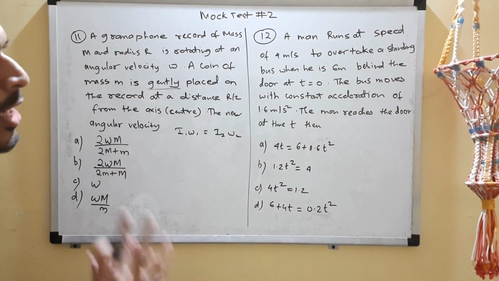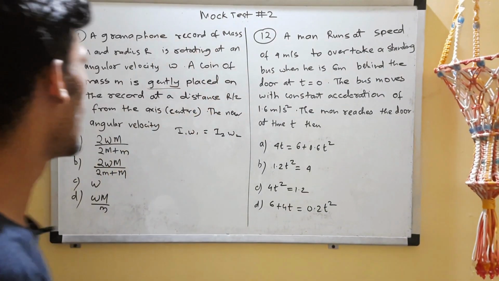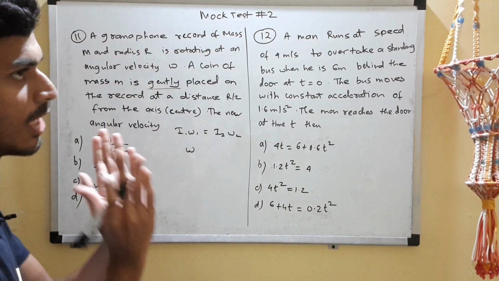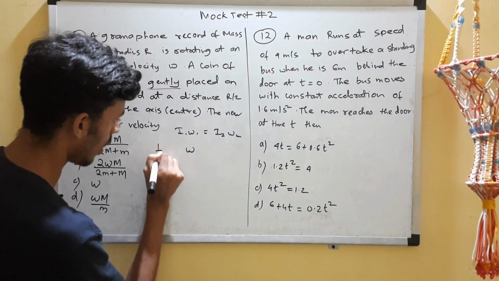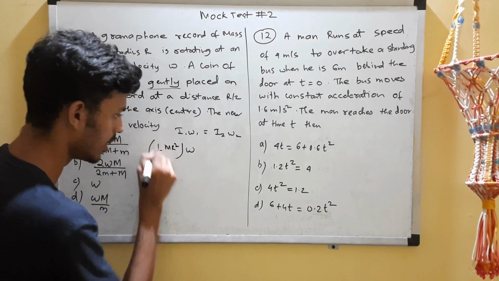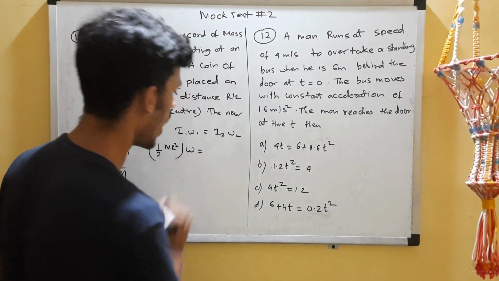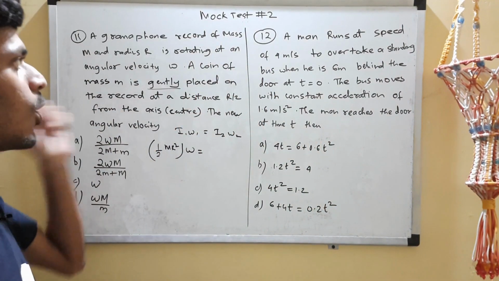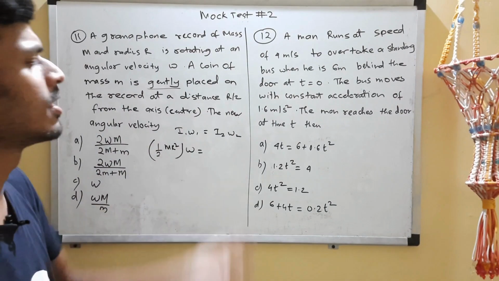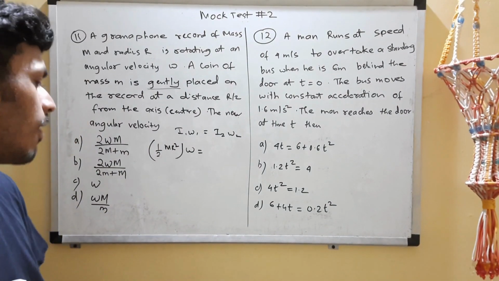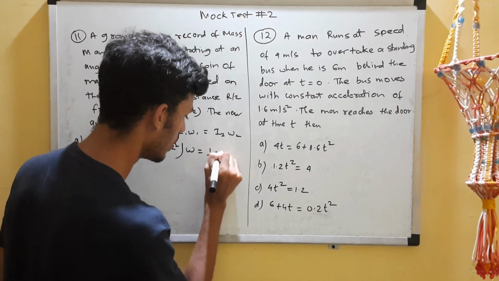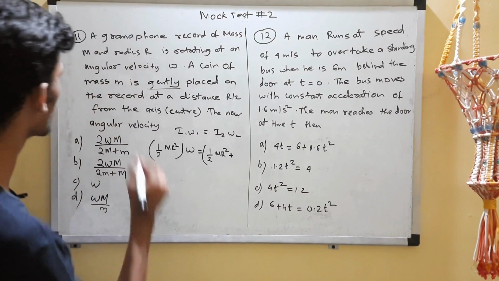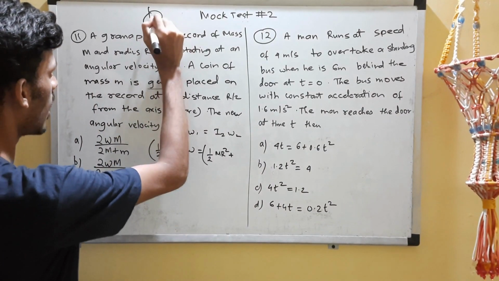I1 is when the record is revolving on its own with a velocity omega. It is a disc, right? A gramophone record is a disc of mass m and radius r, so half m r square. This is the moment of inertia for a disc. Now I2: we have the record again revolving, and we also have a coin, which is placed at a distance r by 2. So we have both of those things. First of all, we have the disc, so again half m r square, and we also have a coin. Now this coin is at a distance r by 2 from the axis.